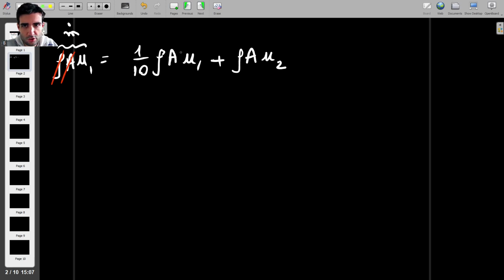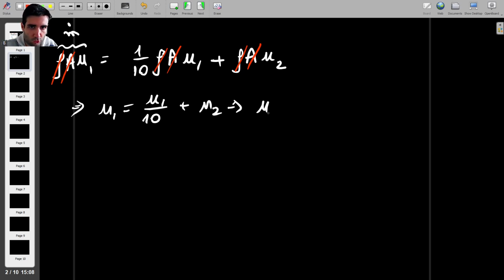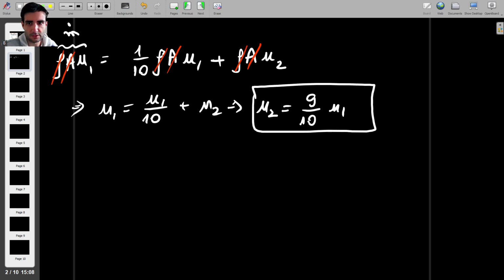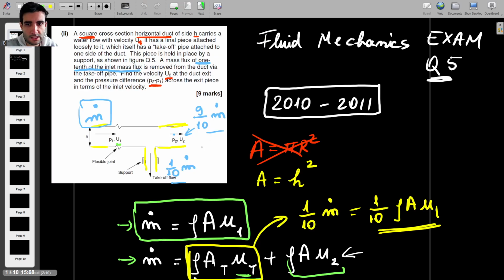So we have rho A cancels out from everywhere, so we just end up with U1 is equal to U1 over 10 plus U2, which means that U2 is, well, 9 over 10 U1. Okay, so that's what U2 is. And we found the velocity therefore here.